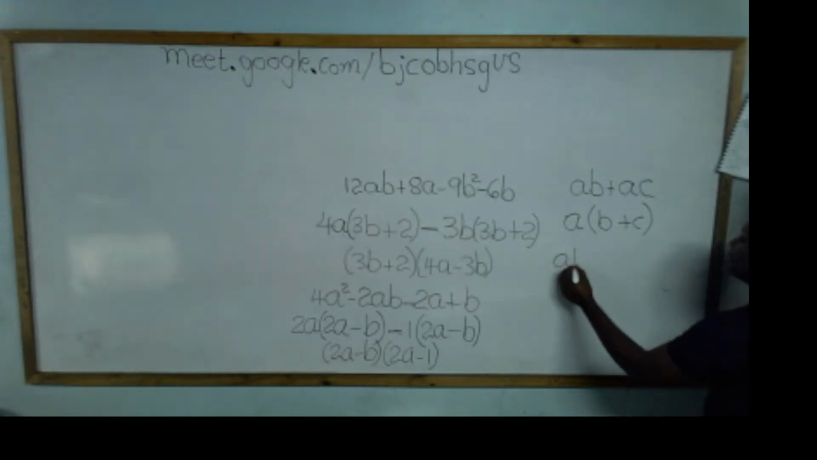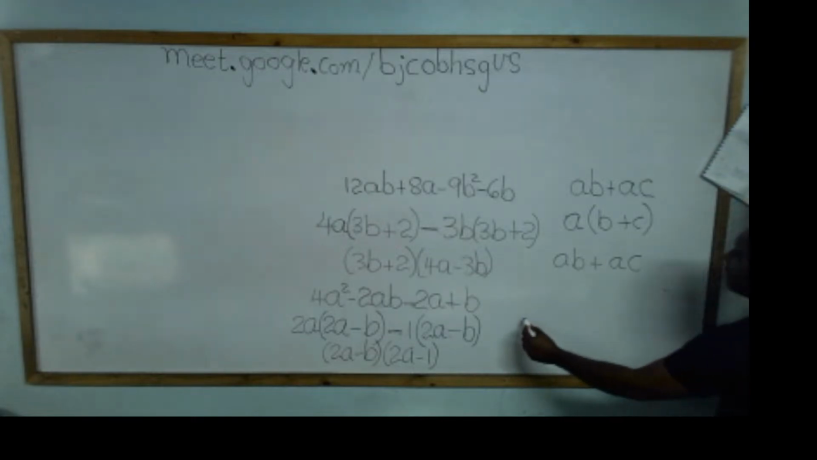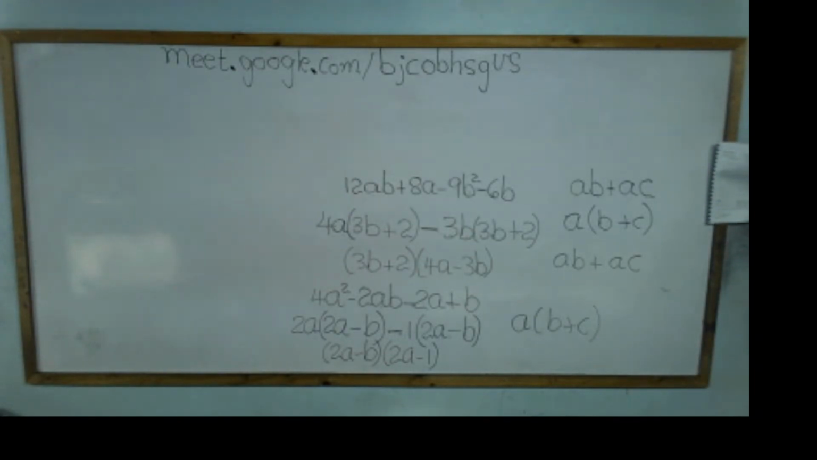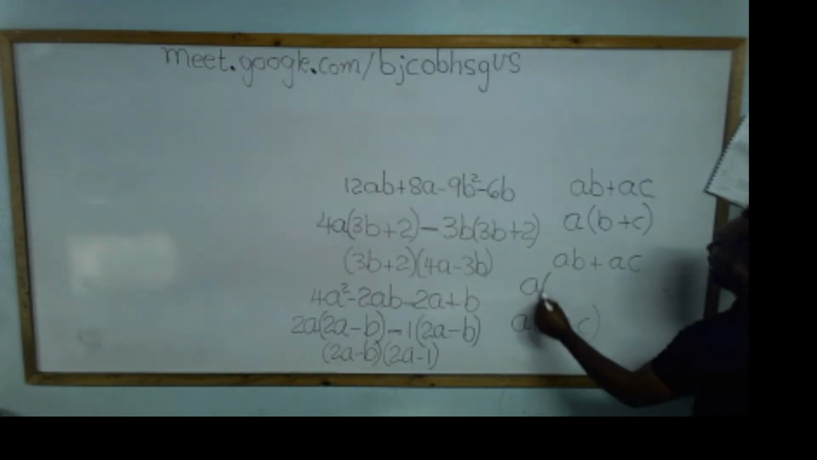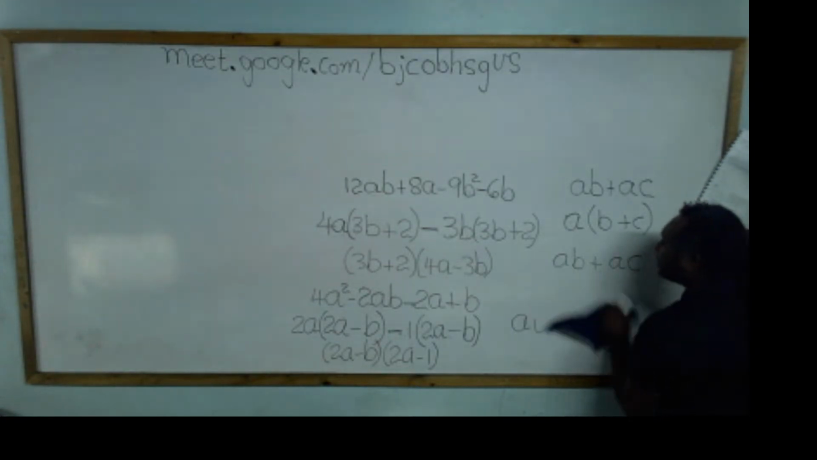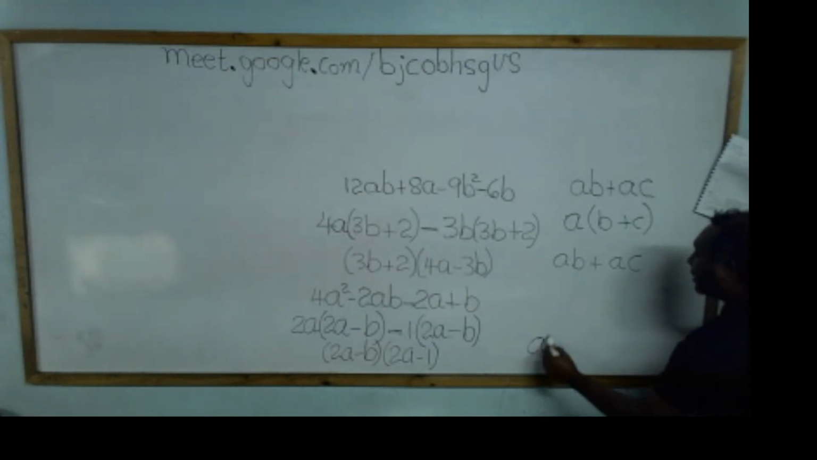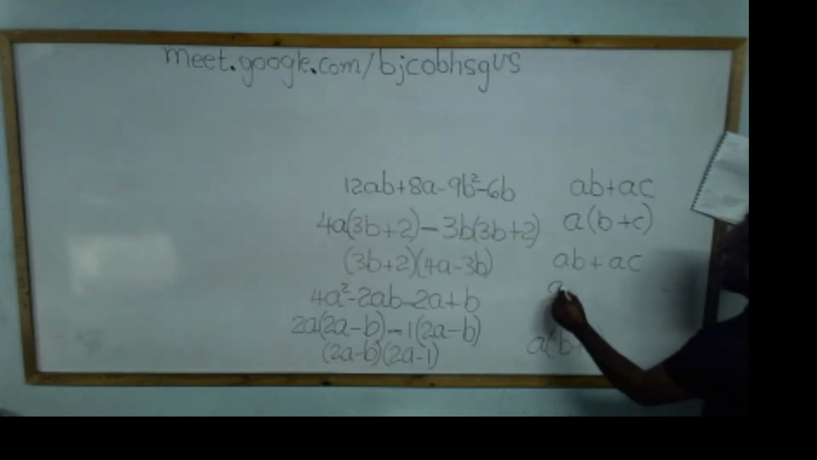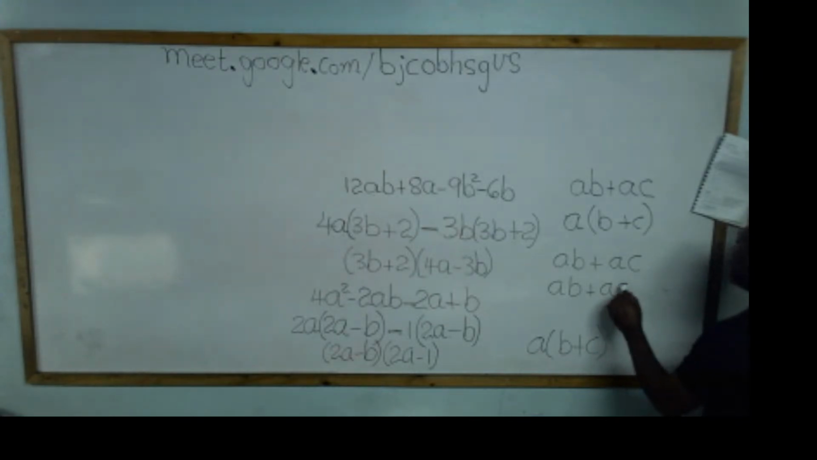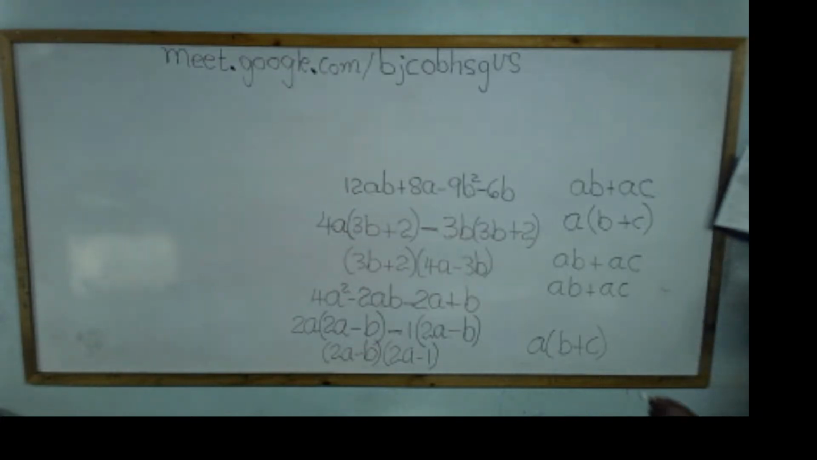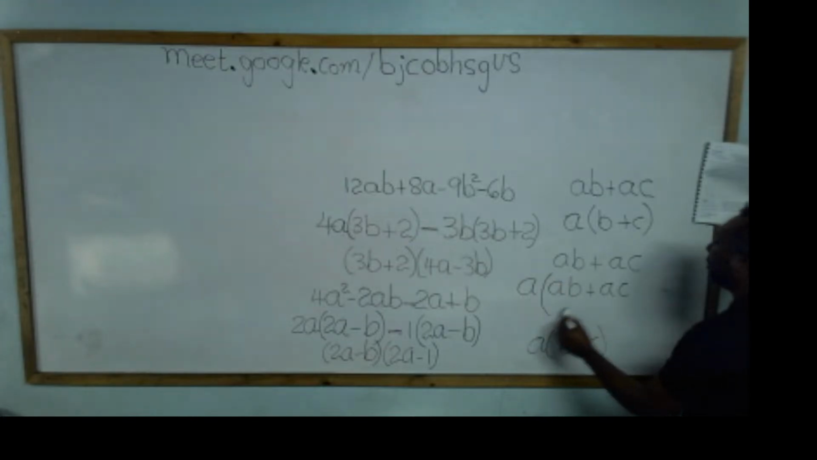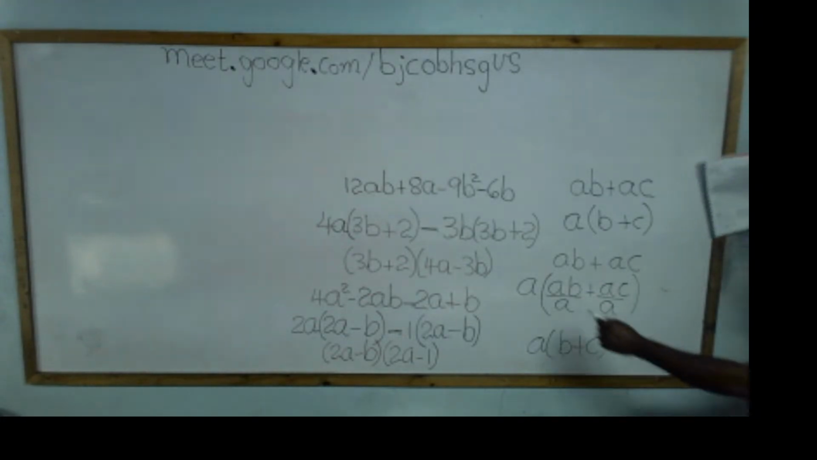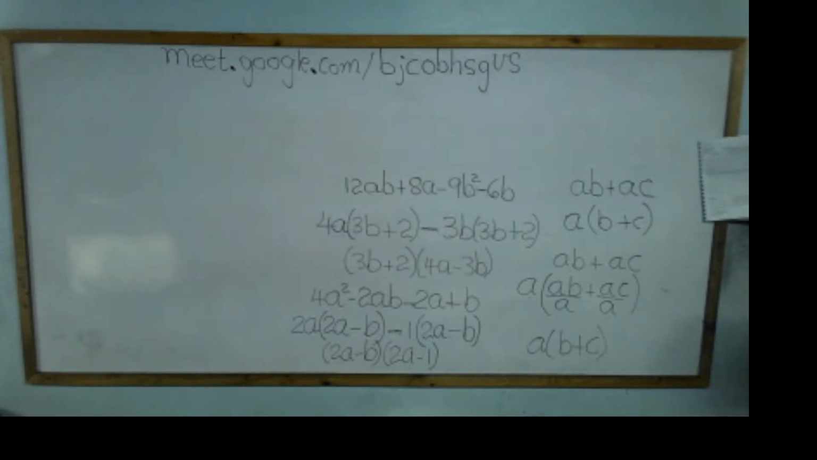Now we're going to take the same AB plus AC, and of course, we're going to have A, B plus C. But in this case, I'm going to write it with the intermediate step, which is that we divide each of the terms by the highest common factor. So when you're factorizing AB plus AC, you take out the highest common factor, and then you divide each of the terms by the highest common factor. Let me write it again.